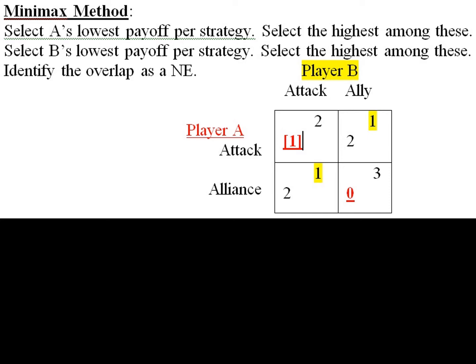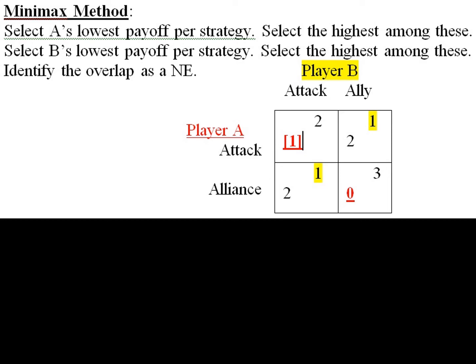So now we apply the Minimax method. Here the procedure is for A to select the lowest payoff per strategy, its own strategy, and then to select the highest among these. So for player A, designated by the red color, looking at the attack row choice, player A has a choice between a payoff of 1 or 2.